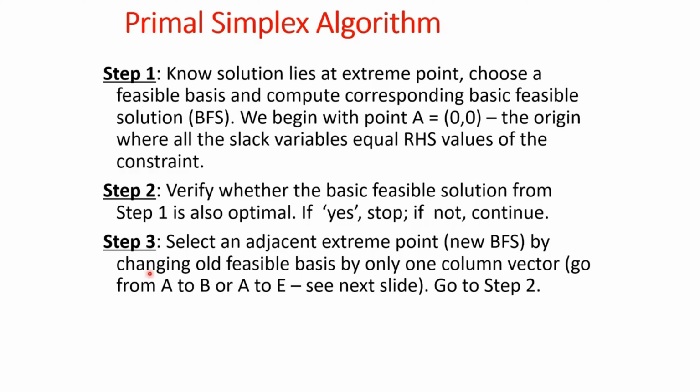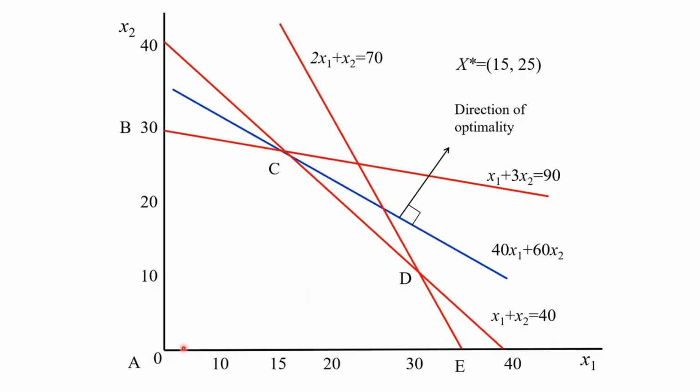So then the second step is to verify whether or not the basic feasible solution from step 1 is also optimal. If the answer is yes, we stop, and if not, we continue to step 3. So we select an adjacent extreme point, a new basic feasible solution, by changing the old feasible basis by only one column vector. So in other words, when we look at that, we go from A to either E or to B. We cannot jump to C or D because that would mean changing more than one column vector at a time.